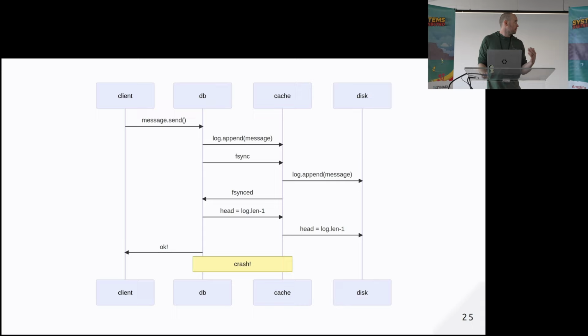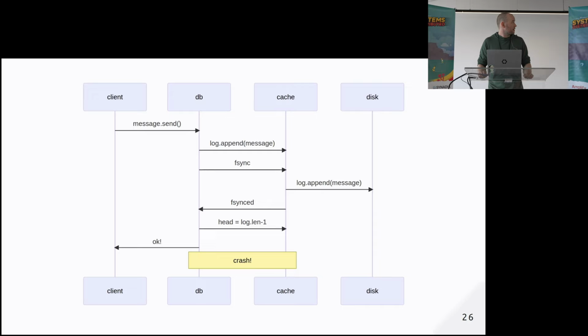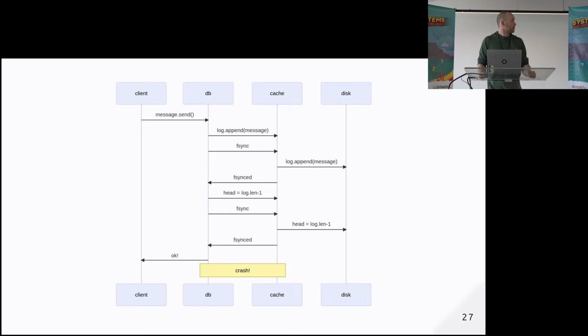This code is actually still wrong. Because what could happen here is we append this message to the log, we fsync, and we update the head variable and return OK to the client. But that hasn't actually made its way to the disk yet. So after we recover from this crash, we will have a head variable pointing to the previous message, and we'll overwrite the latest one, and we'll lose data. So we actually have to fsync twice. So you write to the log, fsync, update the head variable, and fsync again.